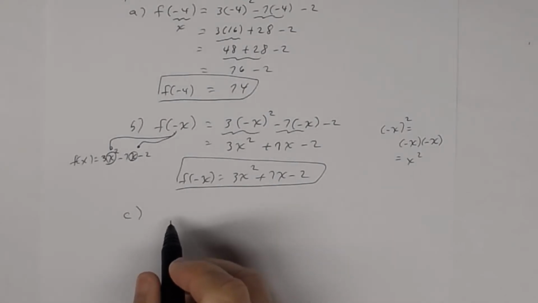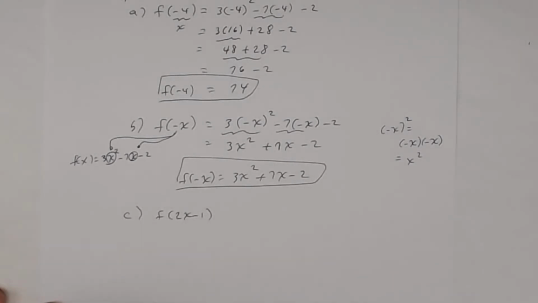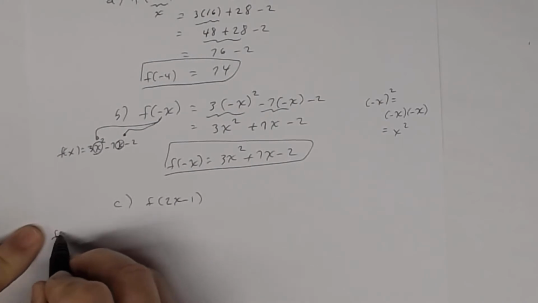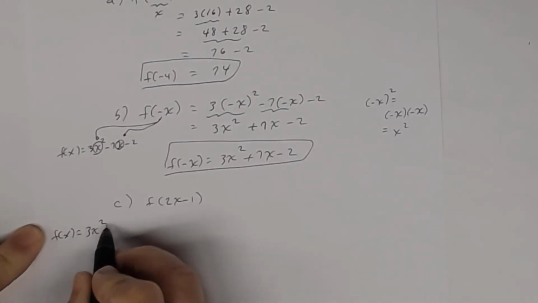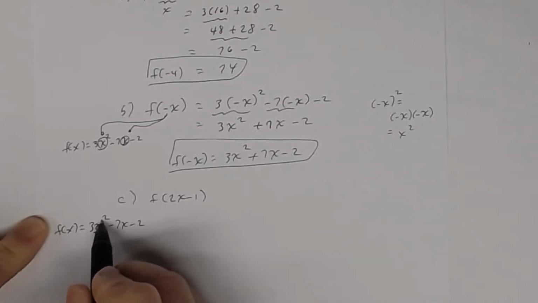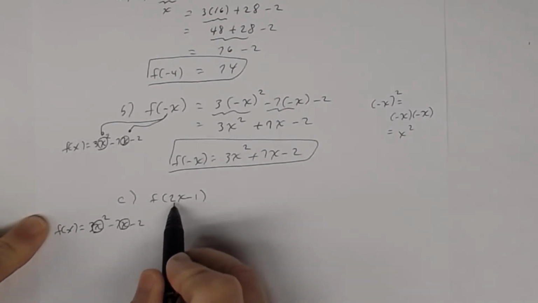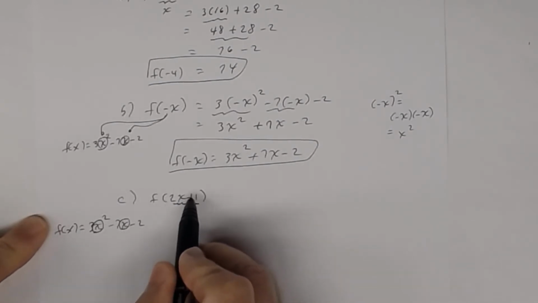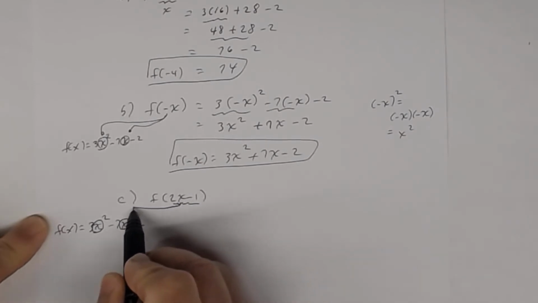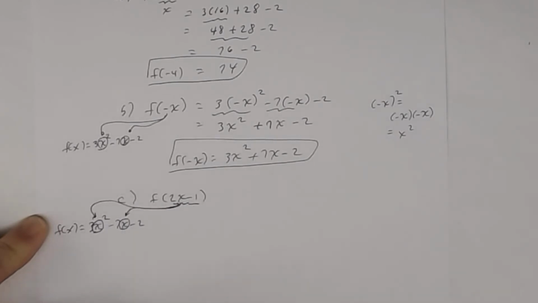So suppose in letter C, I want to find f of 2x minus 1. Let me go ahead and write out the function right here. So f of x is 3x squared minus 7x minus 2. Wherever I see that variable x in my function, notice I'm circling it. Sometimes it helps to circle this. I'm going to substitute what's inside that parenthesis. So I want to find what f of 2x minus 1 is. Wherever I see the variable x, I'm going to substitute 2x minus 1.